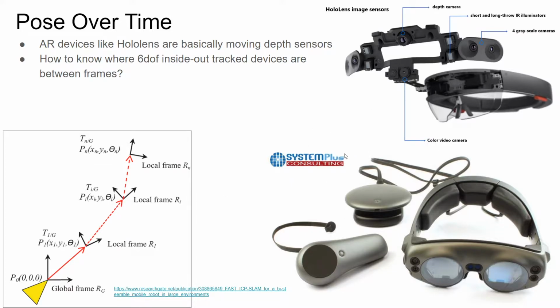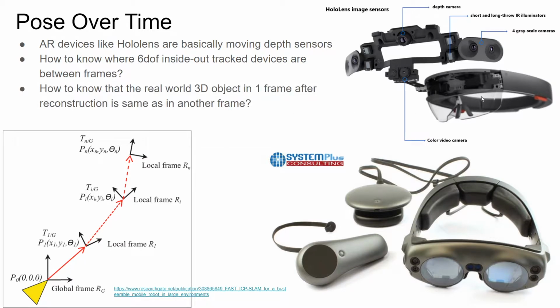And there are wave-based methods. But with these inside-out tracked devices like AR devices, the Oculus Quest and things like that, you don't have external trackers, so they need to infer their own pose based on these cameras that are tracking outwards. So anyway, how do we know where they are based on the information that they have?